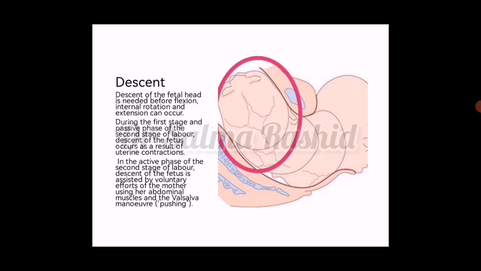Descent. The descent of the fetal head is needed before flexion, internal rotation, and extension can occur. During the first stage and passive phase of the second stage of labor, descent of the fetus occurs as a result of uterine contractions. In the active phase of the second stage of labor, descent of the fetus is assisted by voluntary efforts of the mother using her abdominal muscles and the Valsalva maneuver, which is called pushing.